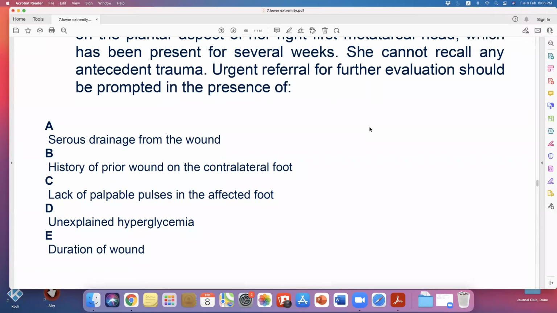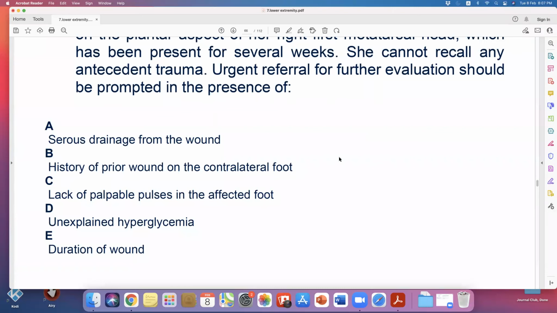Okay. D, unexplained hyperglycemia. This can be a sign of infection. There's no questions. Next, the last one, E, duration of the wound. Duration doesn't make a difference, really.